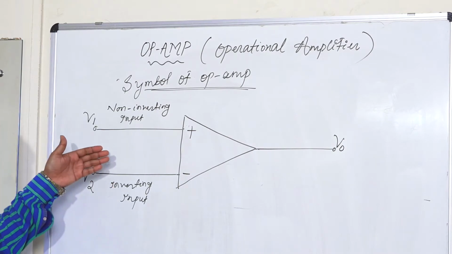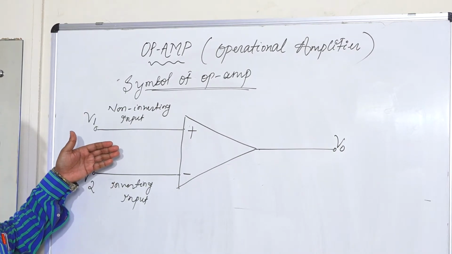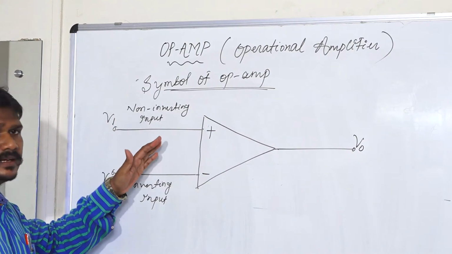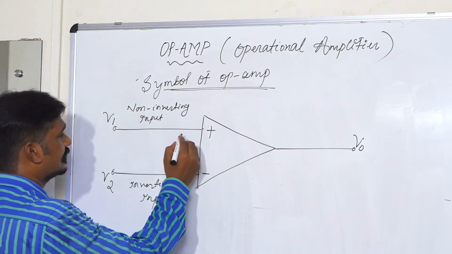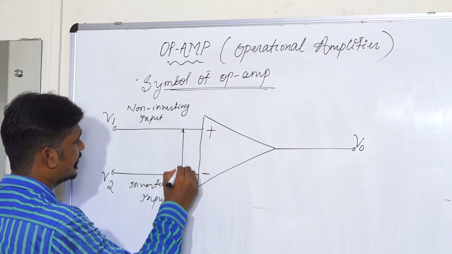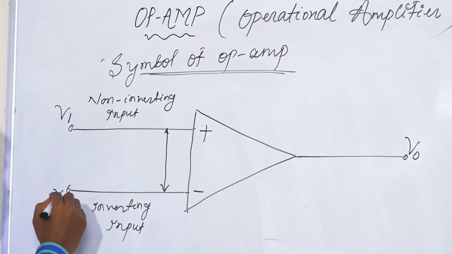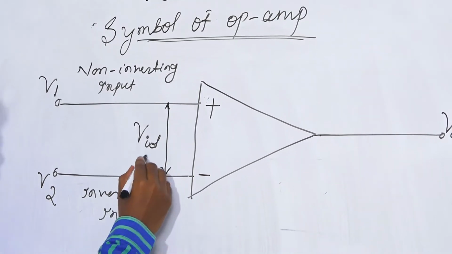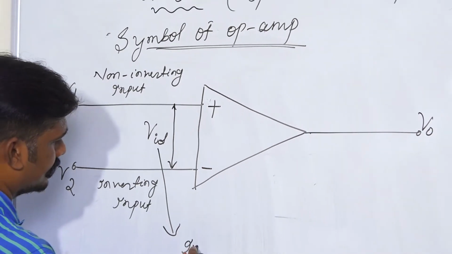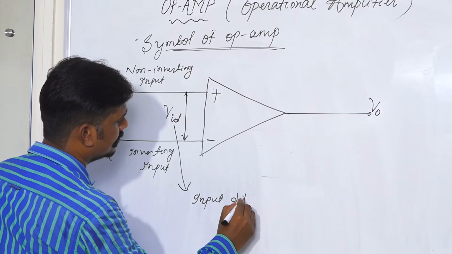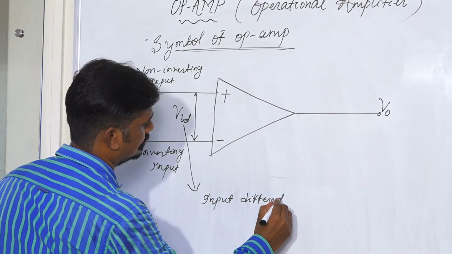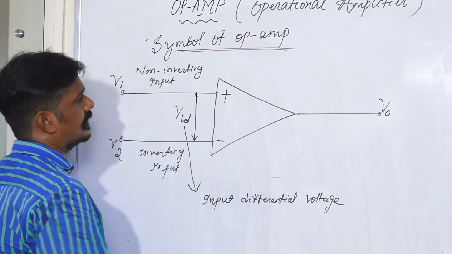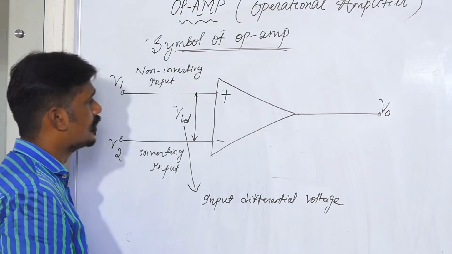So it is mandatory to give two inputs of equal amplitude and opposite phase to the amplifier, and the operational amplifier will take the difference between the two voltages, which is also known as VID. VID stands for input differential voltage, and here we will get the output.